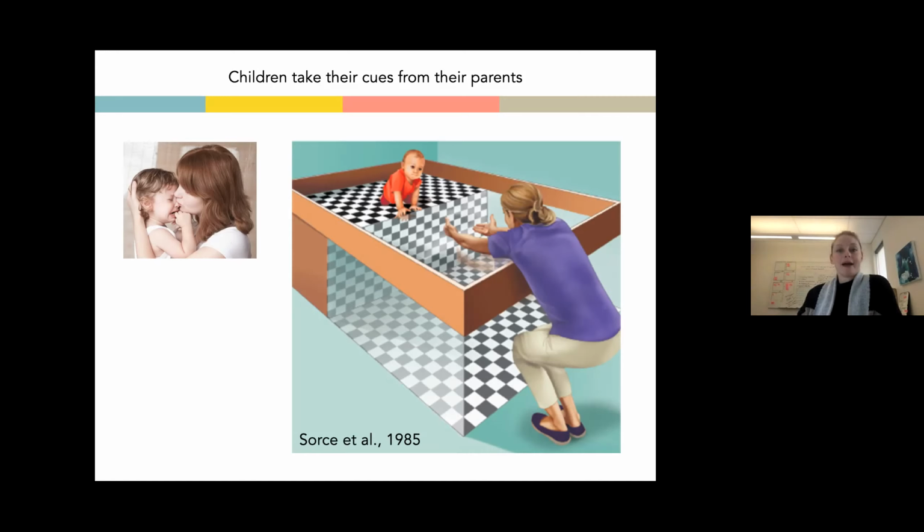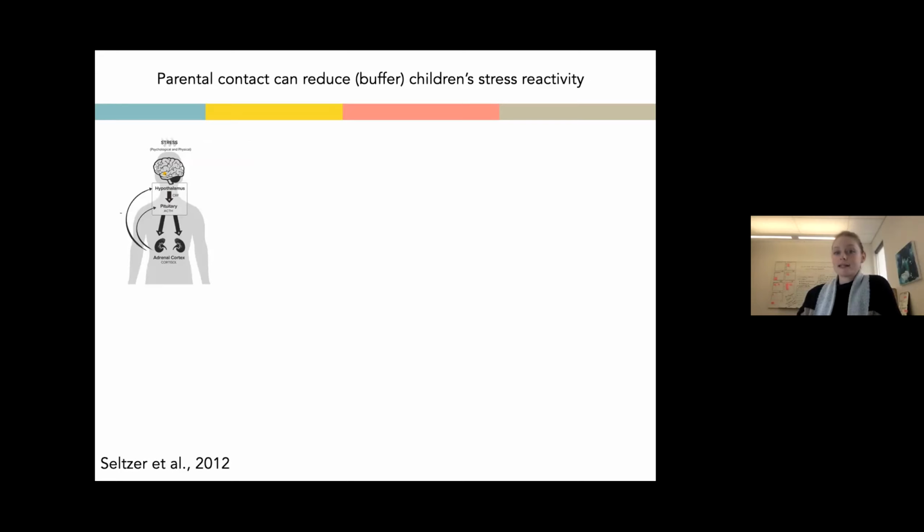So parents can be very powerful in terms of their presence and the emotions that they show on their own face. We also know that there's a lot of evidence showing that parents' regulation of their children extends beyond behavior and actually impacts the children's biology. So, for example, at the level of stress hormones.